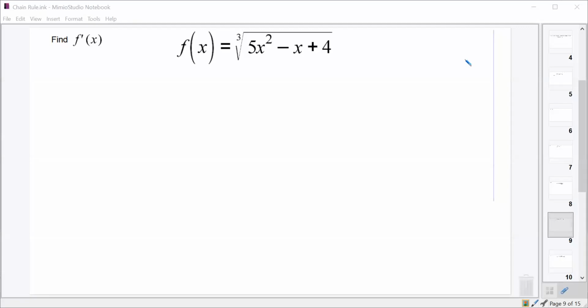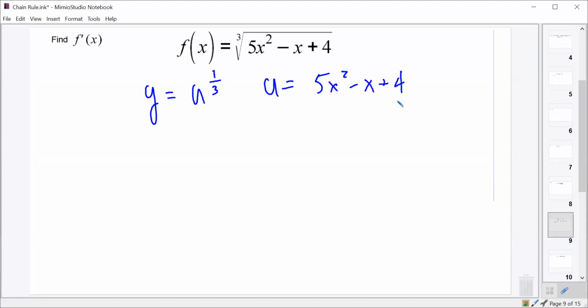So we're going to use the chain rule here, and we're going to write it as y equals what? How are we going to break this up into a composition of two functions? U to the 1/3 is a good start, and that will make u equal to what? 5x squared minus x plus 4. All right. So what's dy du?